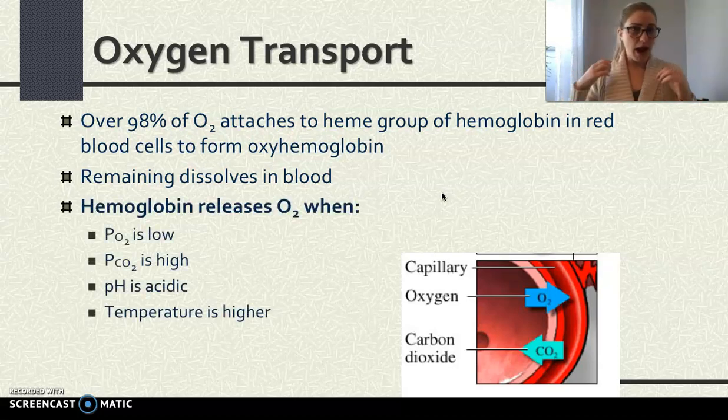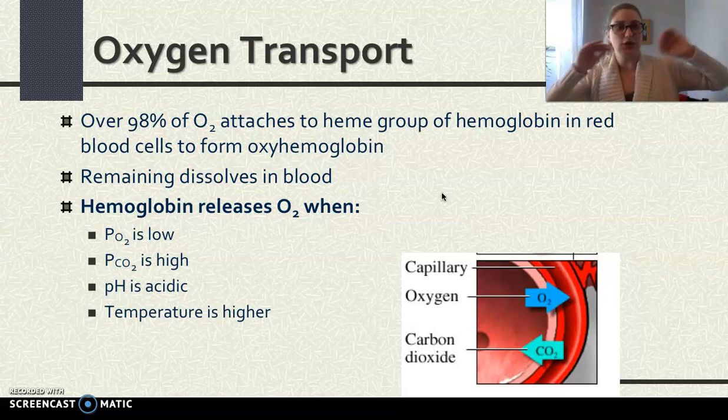So oxygen is going to be released from the hemoglobin when we have three conditions. First, when we have a low amount of oxygen. Oxygen, just like anything else, wants to move from high to low. So once we get to an area where there's a low amount of oxygen, the oxygen on your hemoglobin is going to be released and diffuse throughout the cells.